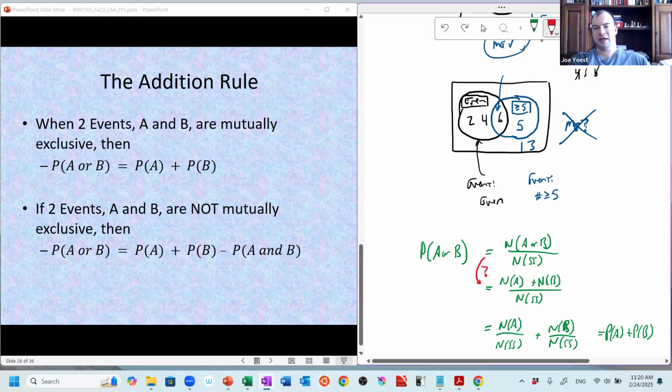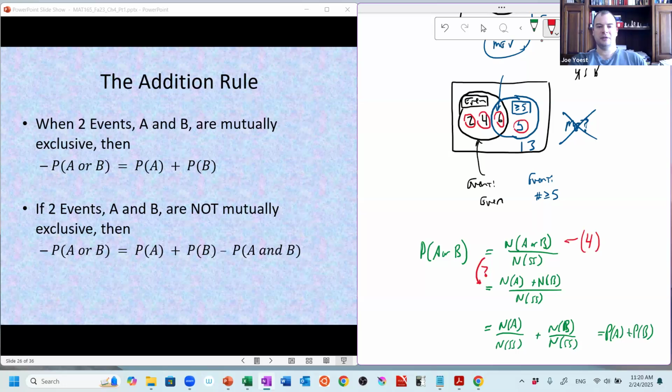So what's the number of outcomes in A or B? Say for this example, I have 1, 2, 3, 4 outcomes combined between the two events. What's the number of outcomes in A, let's say, that are even? 2, 4, 6. That's going to be 3, plus what's the number of outcomes that are bigger or equal to 5? Well, that's 5 and 6, 2. Well, wait, 4 is not equal to 3 plus 2.